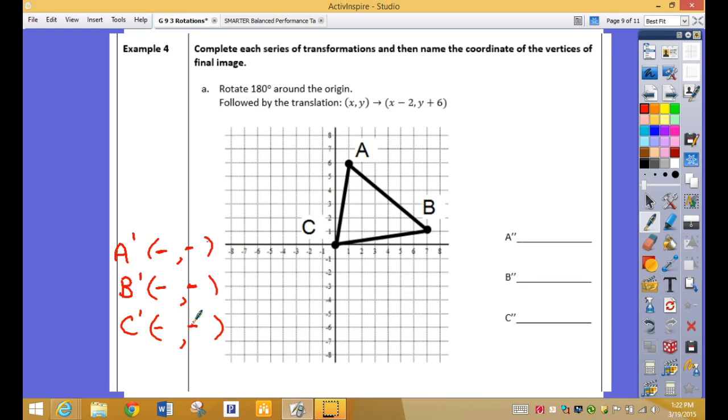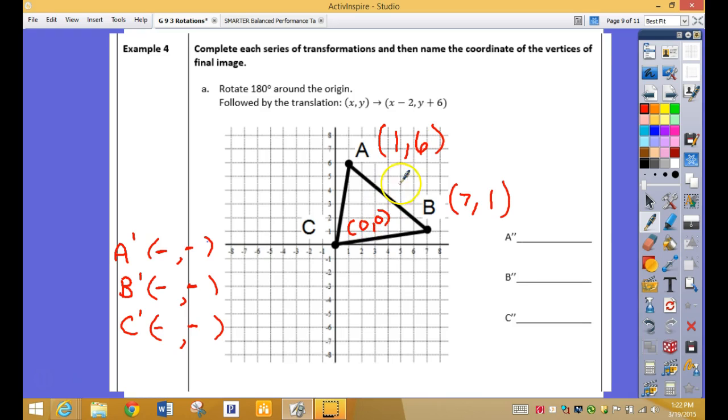So what is the ordered pair of the A? First of all, what is my ordered pair up here? This one is 1 and 6. B is 7 and 1. What's our C? 0. Yep, 0, 0.